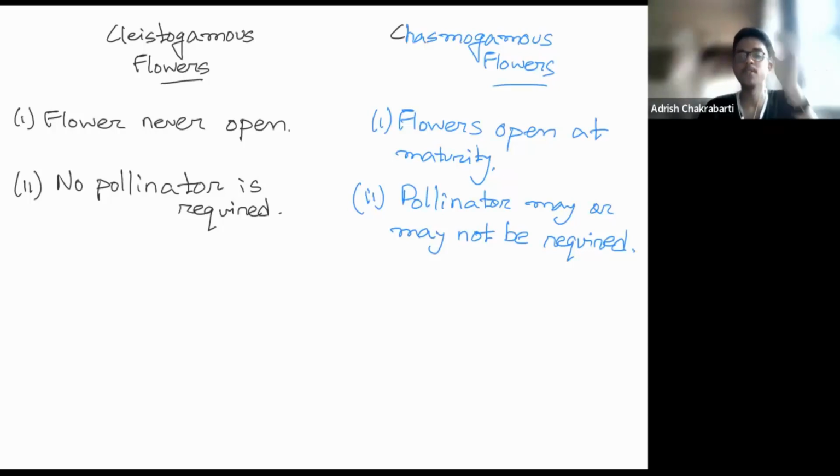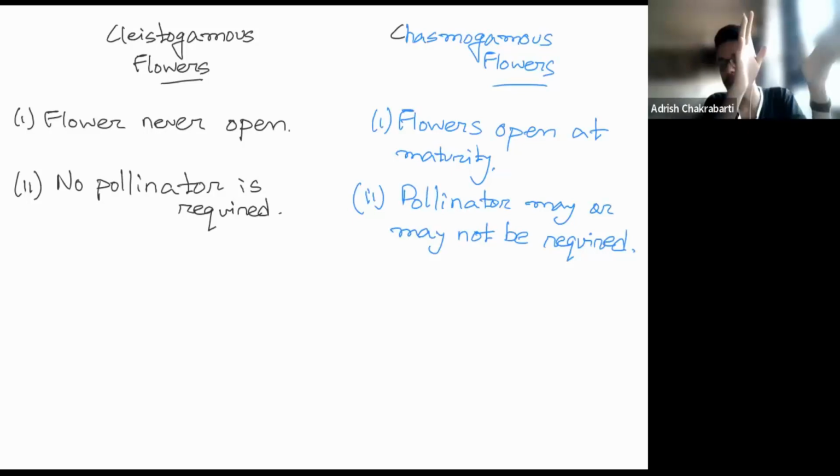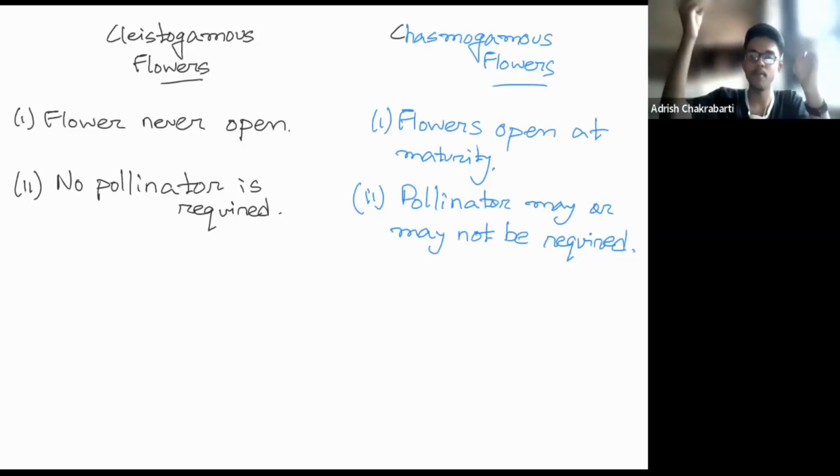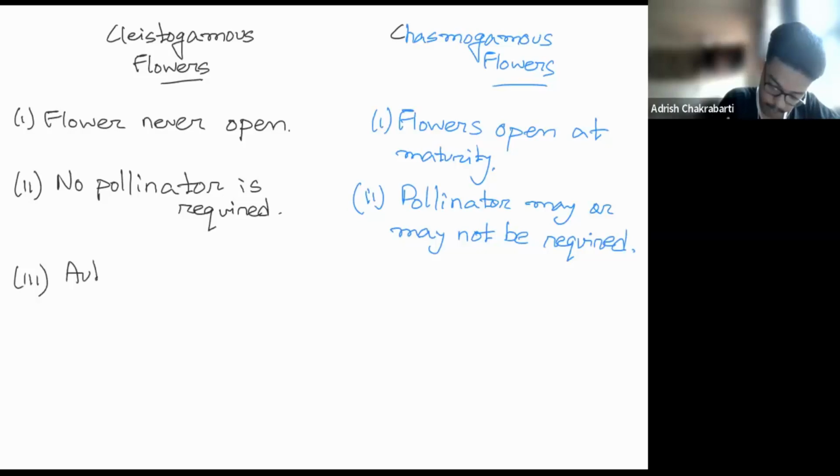In chasmogamous flowers, the flowers open at maturity, and therefore self-pollination as well as cross-pollination, autogamy, geitonogamy, xenogamy, any form of pollination can happen. So now this flower is open for everything. The pollen might fall from the anther to the stigma of the same flower, or it can be carried by a pollinator to some other flower. So that's why we are saying a pollinator may or may not be required. And the last point, autogamy is observed.